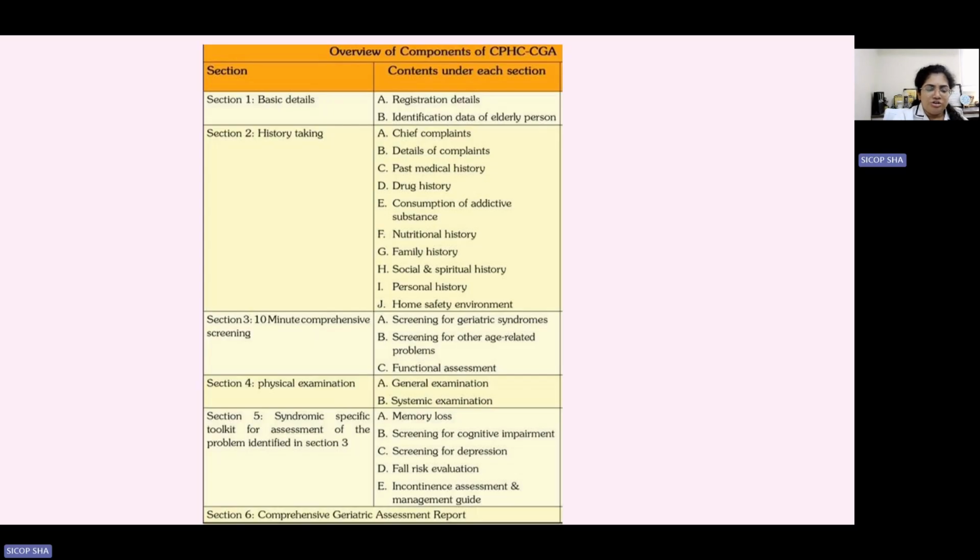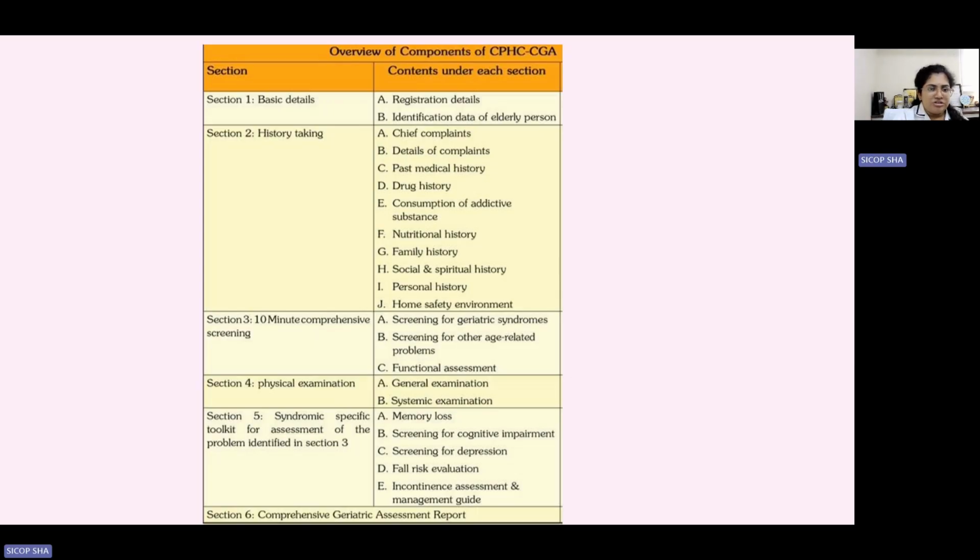Next, section 2 is history taking. Here we have pointers for history. Firstly, the chief complaint of the patient. What is the most important thing? What is the main thing they are bothered by? That is the chief complaint. Next is details of the complaint. If they mention any chief complaint, we take the details of that complaint. Next is the past medical history. If they have any current or past medical history, or are going through any metabolic disease, etc., that should be recorded over here.